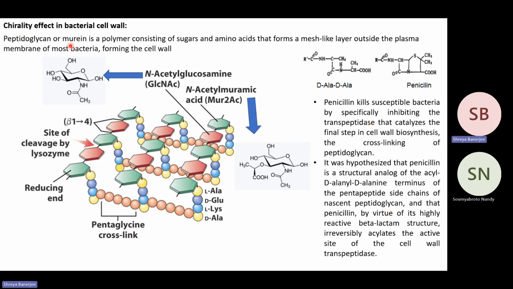Another concept was discussed in week 2, which is the effect of chirality of protein amino acids on the bacterial cell wall. So peptidoglycan or murein is a polymer consisting of sugar and amino acid.